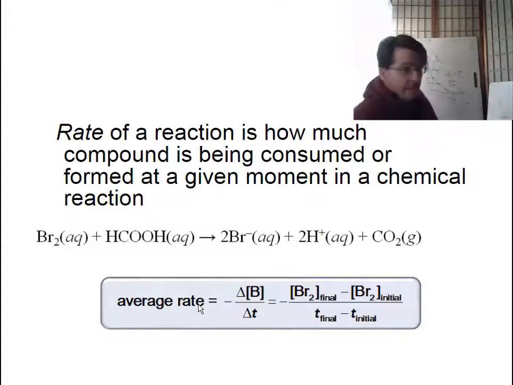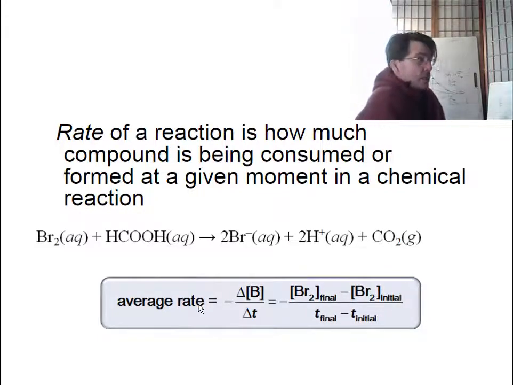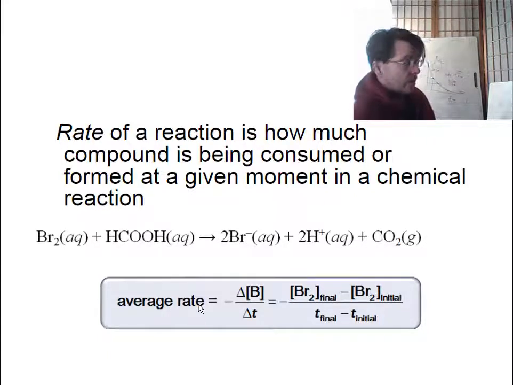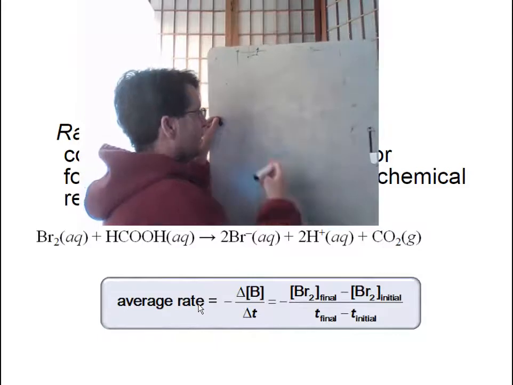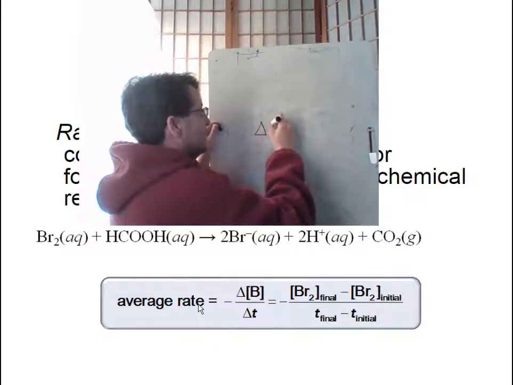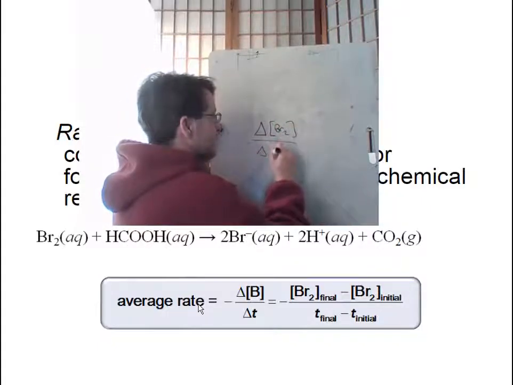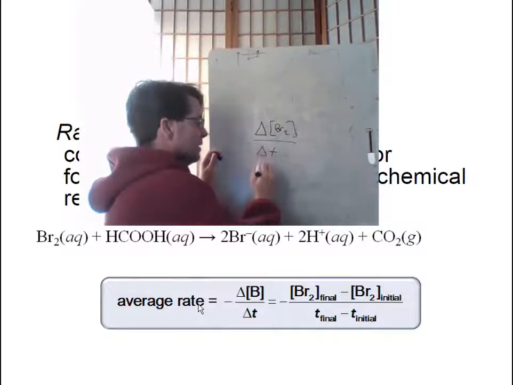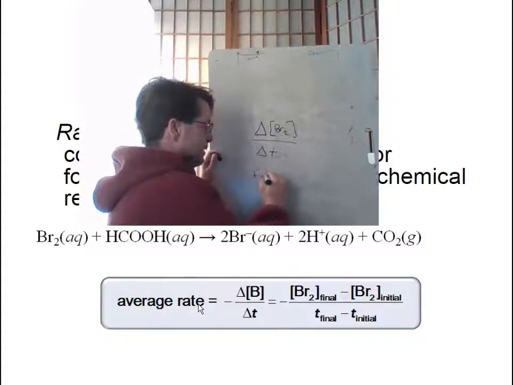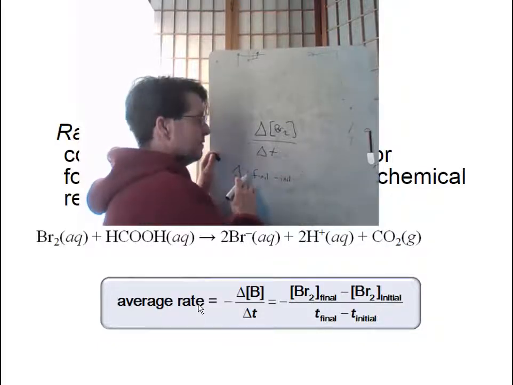So the rate of reaction is how much compound is consumed during a particular time interval. And so in our bromine case, it's how much bromine is changing. And so we talk about this delta concentration, in this case bromine, over delta T. And again, delta is always the final minus the initial. So that's what our delta means.